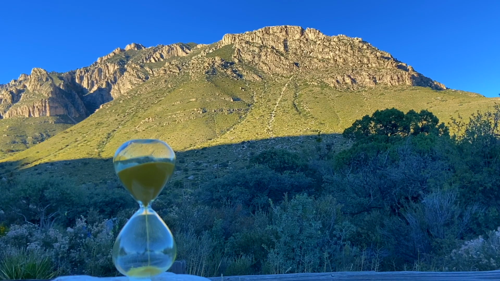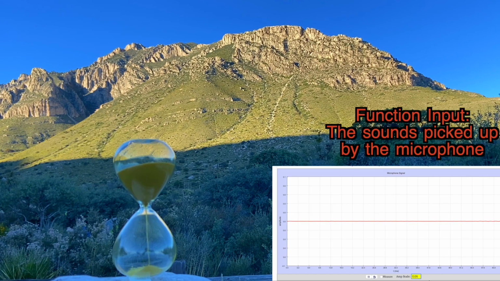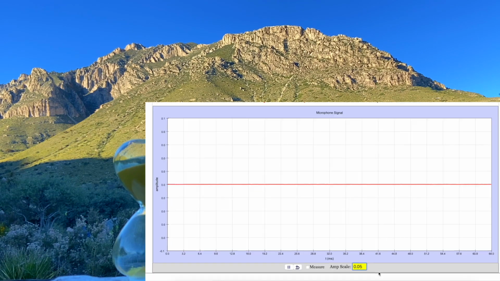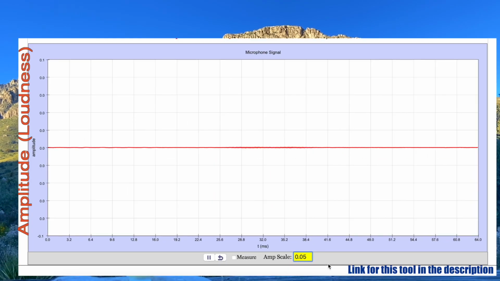Let's take it a step further and use the Fourier transform to try to recreate the entire auditory and visual experience I had when recording this video at the Guadalupe Mountains National Park. Beginning with the auditory experience. Here, our input function is the sound picked up by the microphone. On the vertical axis, we have the amplitude of the sound, or how loud it is. And on the horizontal axis, we have time.